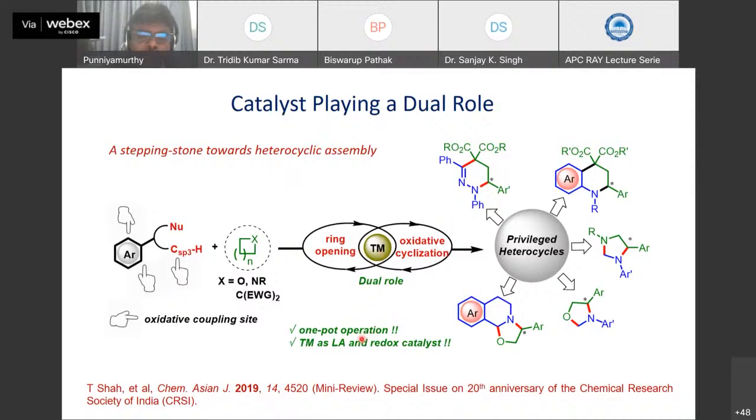So if you can choose a catalyst, find a catalyst that can do both steps, then we can try to carry out both reactions in one pot that can lead to the compounds. So therefore, the catalyst should have Lewis acidity because it has to activate the three-membered cyclic compound. You have to further activate it so that the nucleophile can readily attack. Then for the oxidative cyclization, the Lewis acid should also act as a redox catalyst so that you can try to cyclize in one pot.